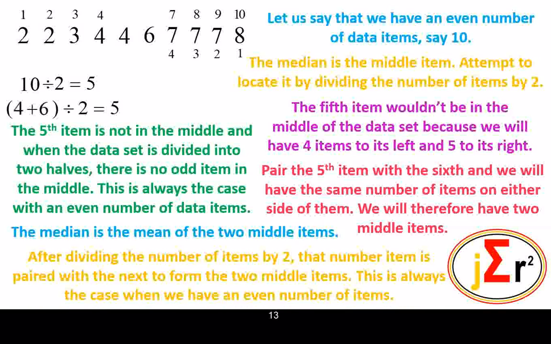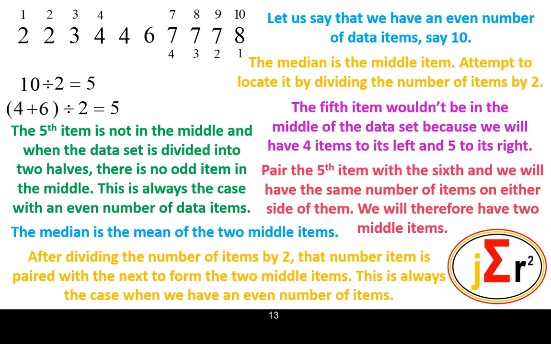After dividing the number of items by 2, that number item is paired with the next one to form the 2 middle items. This is always the case when we have an even number of items. So if we need to find the 2 middle items when we have an even number of items, it is easy. Because when we have an even number of items, we will have 2 middle items.